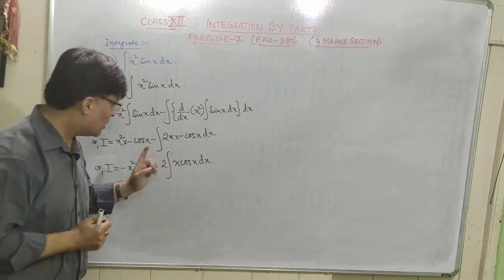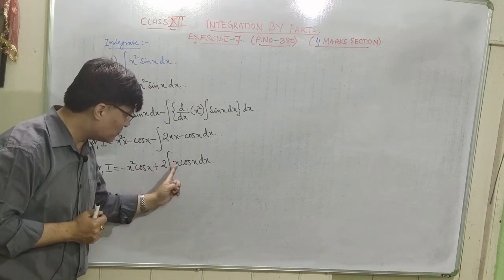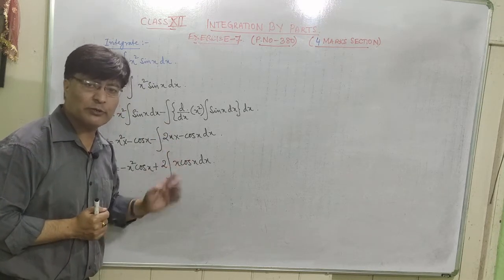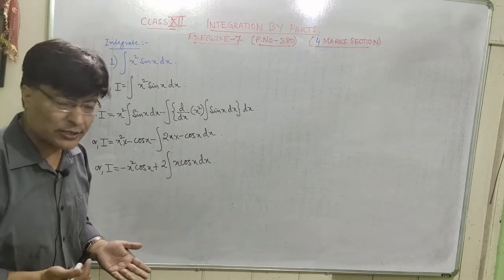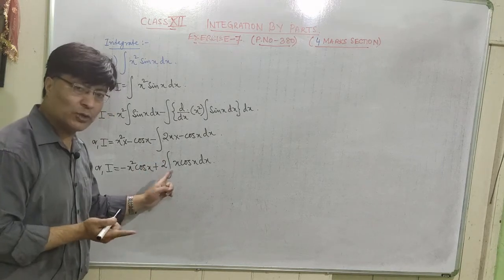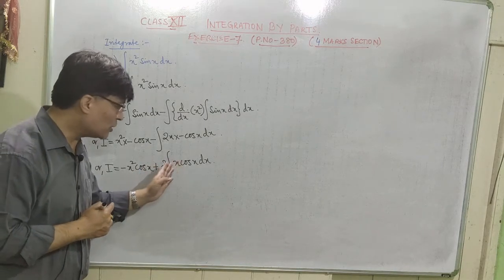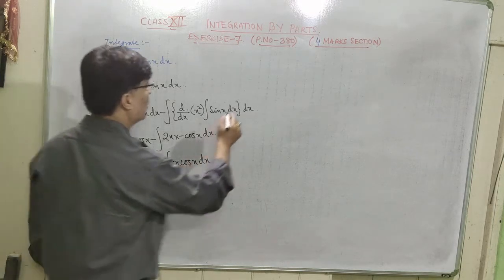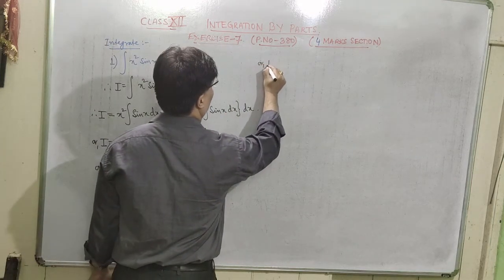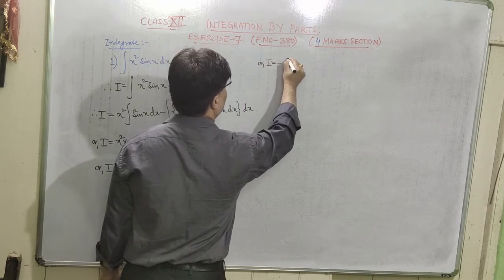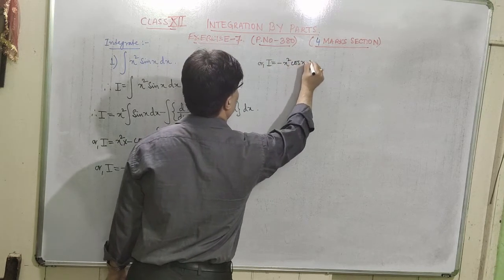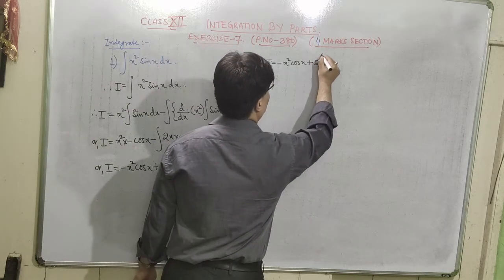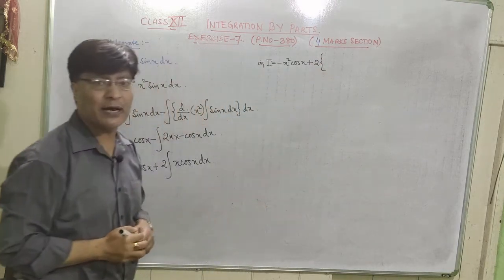Okay, so again there is integration of the product of two different functions, x and cos x. So here also you have to use integration by parts, but there is plus 2 outside the integration sign. So you have to use integration by parts within the second bracket. So I is equal to minus x square cos x plus 2 is there. So 2 within the second bracket. Use integration by parts here.